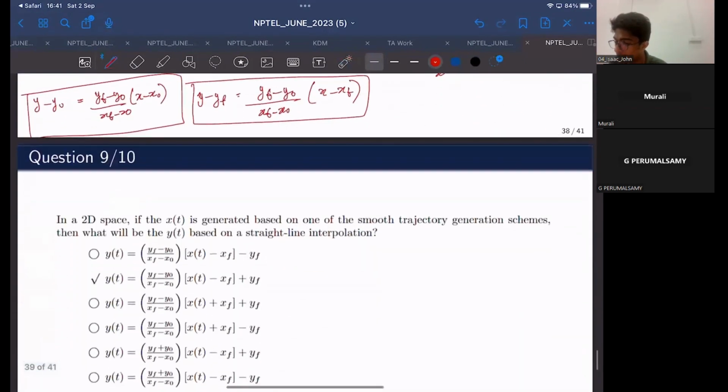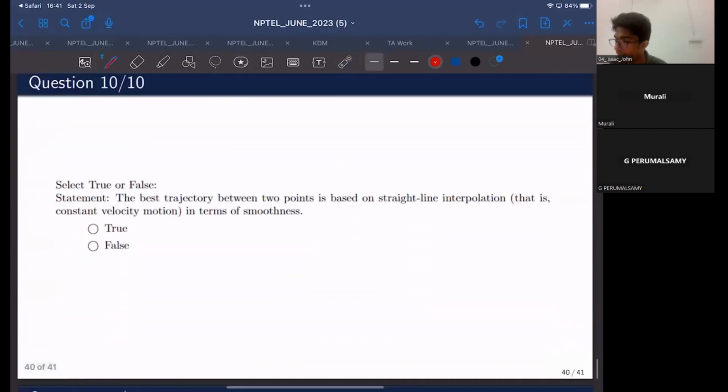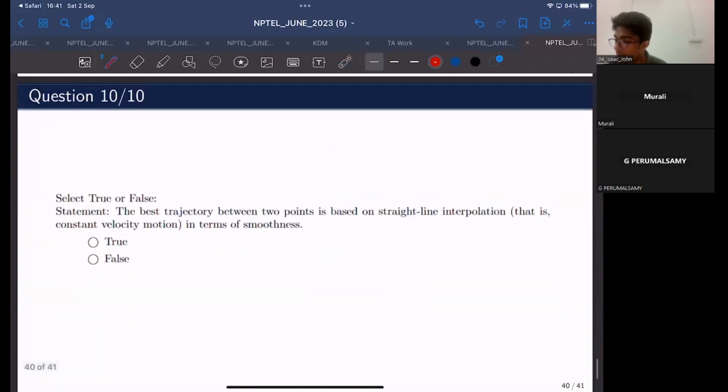Yes, option B. Okay, that is indeed the correct answer. So moving on to the final question. It says the best trajectory between 2 points is based on straight line interpolation, that is constant velocity motion, in terms of smoothness. Is it true or false?